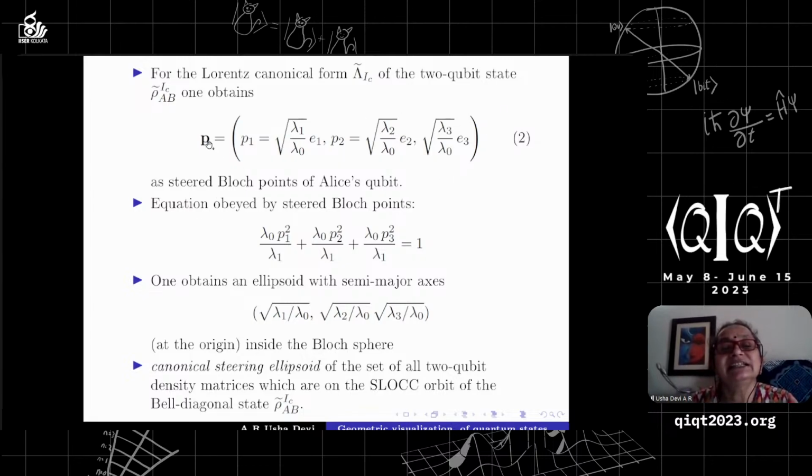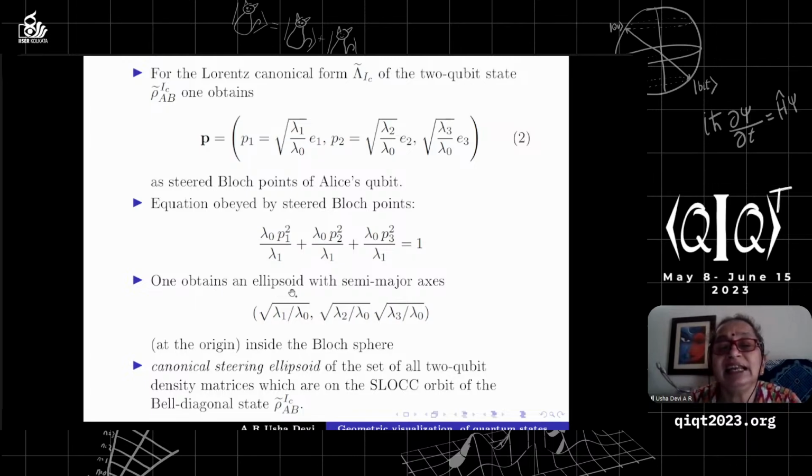Now, I notice that these steered Bloch points obey this: if I multiply P1 by lambda naught by lambda 1 and square it, P1 squared, and similarly lambda naught divided by lambda 2, and lambda 3 here, this would obey an equation equal to 1. So the set of all Bloch points of Alice's qubit when Bob does a measurement is an ellipsoid.